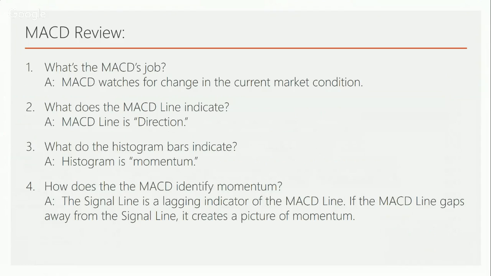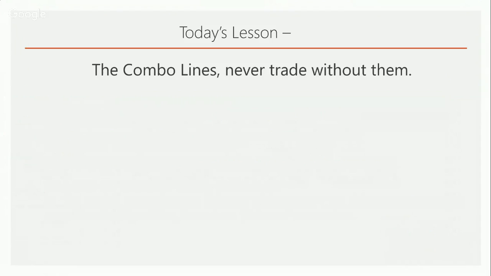Number 2, what does the MACD line indicate? And the answer is the MACD line is direction. If you think of the MACD line, think direction. Number 3, what do the histogram bars indicate? The histogram bars are momentum. So we have direction and momentum with the MACD line and the histogram bars. And how does the MACD identify momentum? The answer to that is the signal line is a lagging indicator of the MACD line. The MACD line gaps away from the signal line. It creates a picture of momentum. Okay, so that's a review from the previous sessions, and today's lesson is going to be about the combo lines.